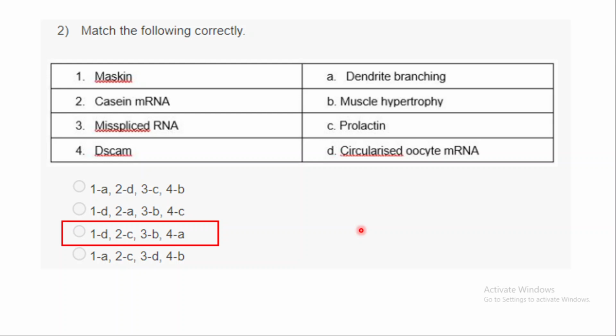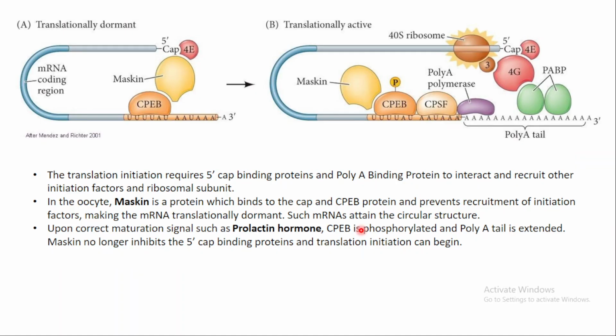So maskin is circularized oocyte mRNA. Casein mRNA will match with prolactin, misspliced RNA with muscle hypertrophy, and DSCAM with dendrite branching. Okay, so this is the correct answer. Now let's move on, one by one, to what the left and right match columns are. So this is about maskin.